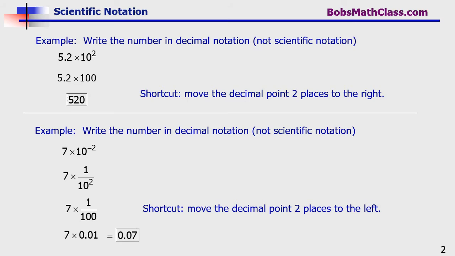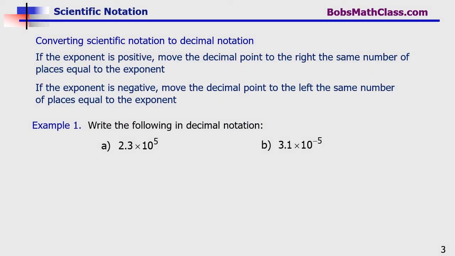Let's try to make a rule. Converting scientific notation to decimal notation. If the exponent is positive, move the decimal point to the right the same number of places equal to the exponent. If the exponent is negative, move the decimal point to the left the same number of places equal to the exponent. Sorry, I should have said equal to the exponent. Oh, that was right, equal to the exponent.